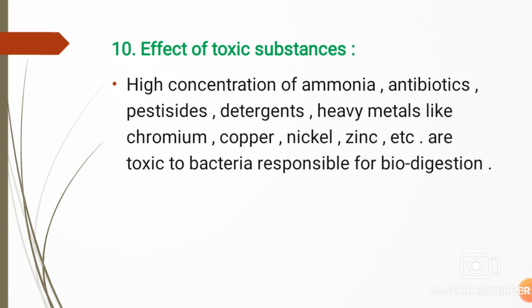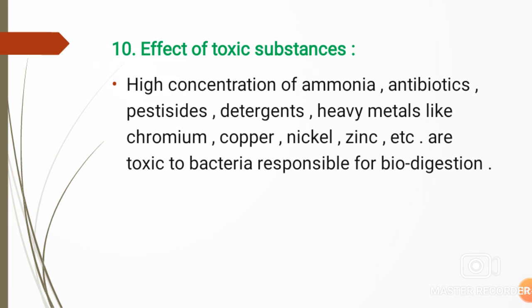So this is a very important factor for the activity and growth of the microbes or bacteria present in the slurry, which play a very important role in the biodigestion process. High concentrations of ammonia, antibiotics, pesticides, detergents, and heavy metals like chromium, copper, nickel, zinc, etc. are toxic to the bacteria responsible for the biodigestion process.